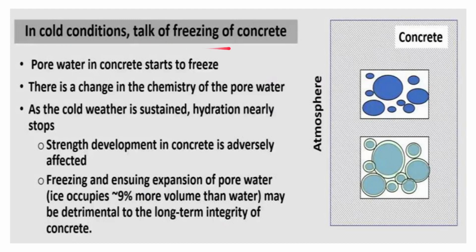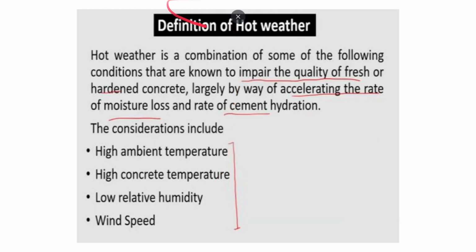In cold conditions, what we found was, we talked about freezing, where the pore water started to freeze. There was a change in chemistry due to freezing, and strength development got badly affected because it stopped, okay. The ice had a volume 9% more than water, which resulted in shrinkage, okay. And it was detrimental to long-term integrity as well as permeability, okay. But in the case of hot weather, how is it affected? We will now go through the impact of concreting during hot weather.